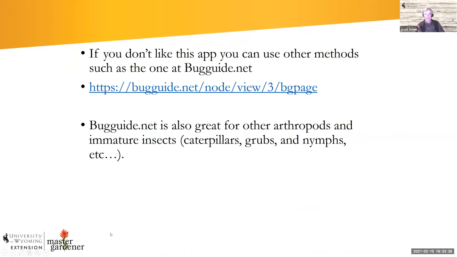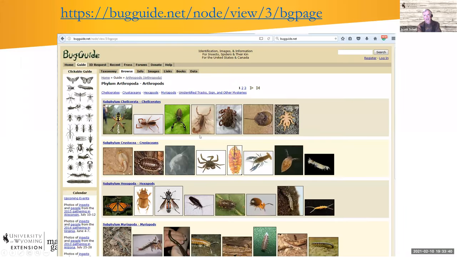So if you don't like this particular app, there are other ones like bugguide.net. It's also great for other arthropods and immature insects. This is what the bugguide.net webpage looks like. This is the clickable guide. So you kind of look at just a generalized picture. It's not as nice as the Discover Life guide as far as detail, but this is a good one for non-insect arthropods.